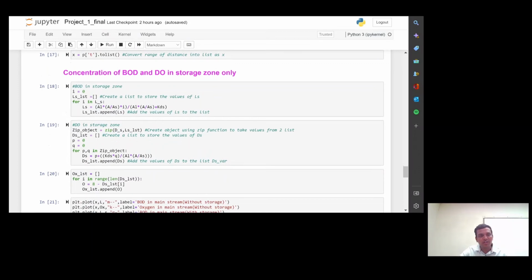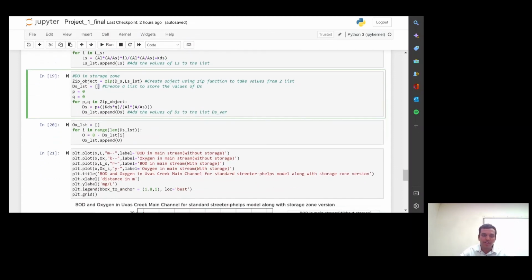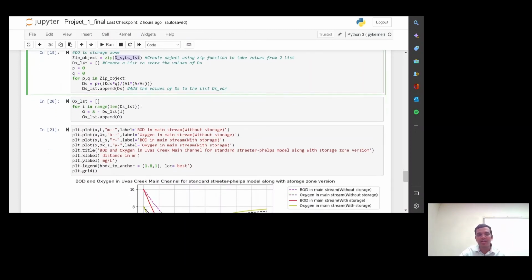And now we'll find out the concentration of BOD and DO in the storage zone only. Okay, so here we're going to use the equation of LS, and we will find the values of LS, and then we do the same for the DO, and we're going to find the DO by using the DS equation. But here the DS is dependent on two variables, which are DS and LS. So we need to take the zip object. So zip will combine two lists and will take values simultaneously from two lists at a time.